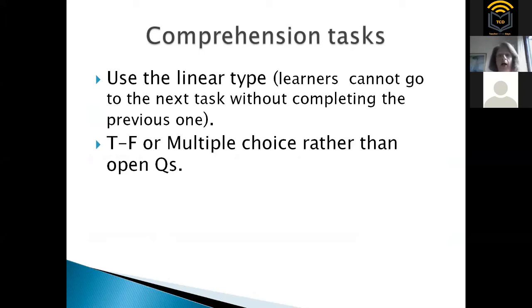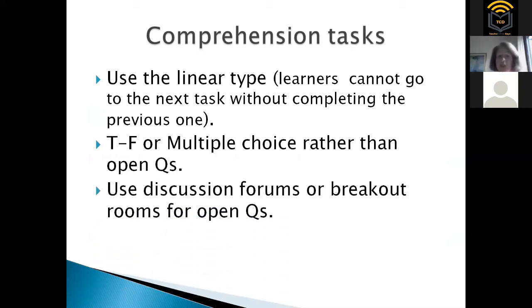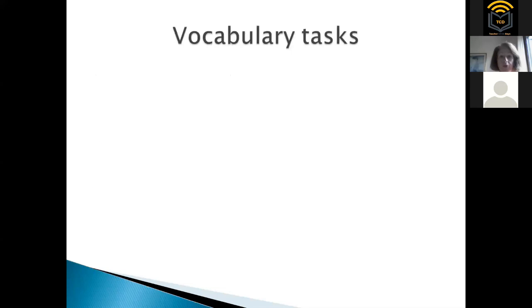But you can use open questions in discussion forums or breakout rooms instead of having them write them out. Okay, again, do pair work or group work in breakout rooms for open questions. Now, the vocabulary tasks.